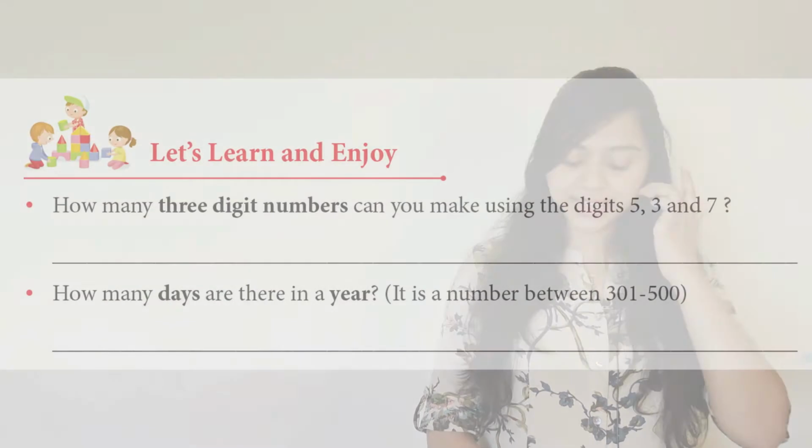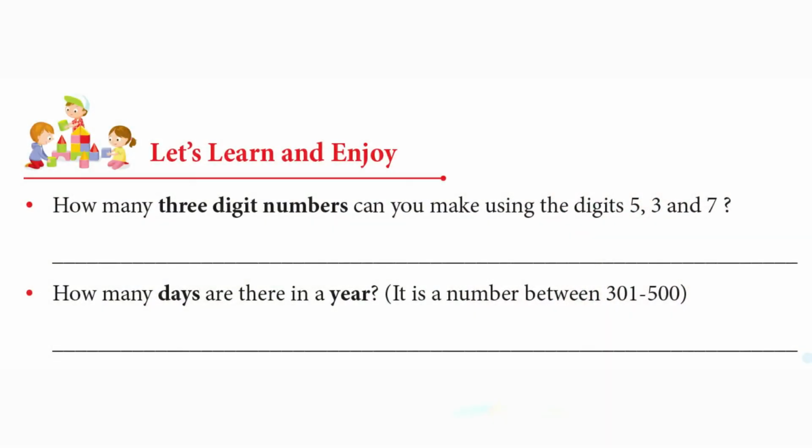In this way, you need to fill in each row. From the beginning of the row till the end of the row, it will be consecutive numbers, one after the other. When you move on to the next row, it will be another set of numbers. So carefully look at the numbers and fill in all the missing numbers. Now, let's move on to the next activity. Here it says, let's learn and enjoy.